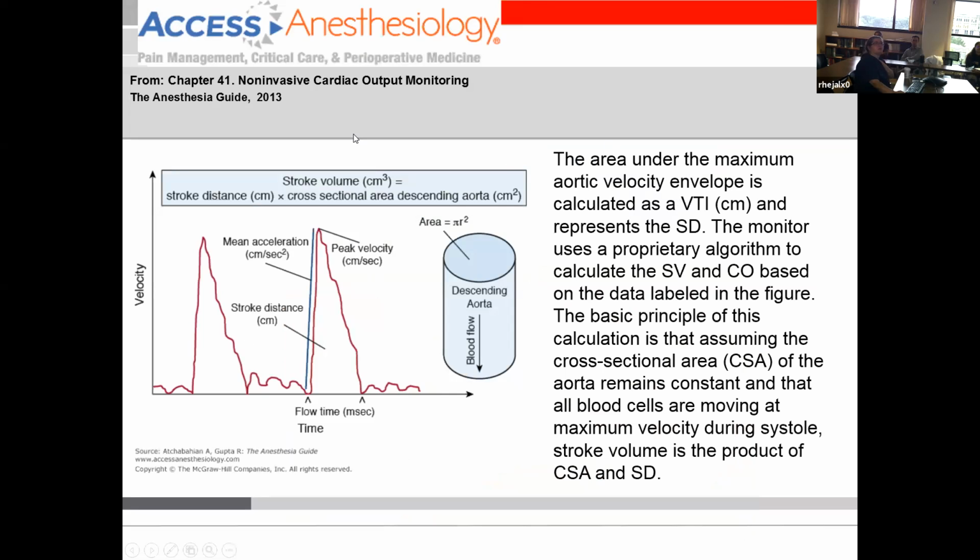This is the concept behind how this correlates with the stroke volume. It's the cross-sectional area of the aorta multiplied by the distance, which is believed to be this velocity relay.